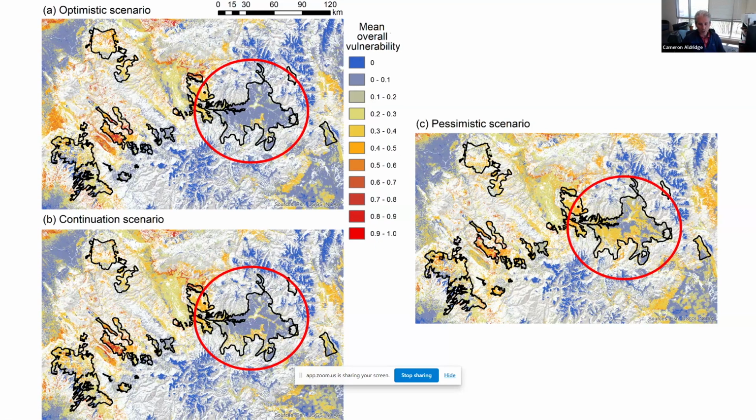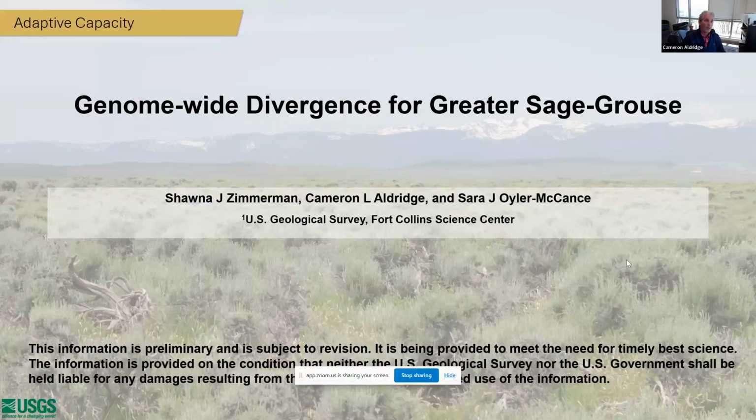And this is the hot, dry future climate scenario, which results in a much greater exposure and a lot of loss of habitat, primarily due to pinyon juniper encroaching in these hot, dry scenarios, as well as some of the invasive annual grasses taking a better stronghold.